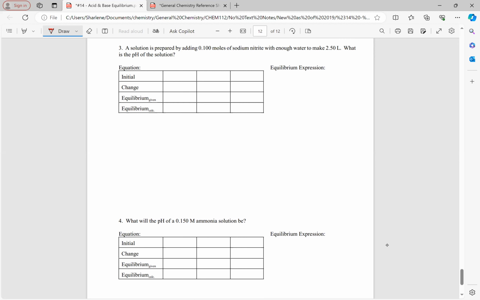Seeing the word sodium, I'm just going to get rid of that. Nitrite is an anion. So anions react with water to make the weak acid and hydroxide. This is a Kb because it made hydroxide.